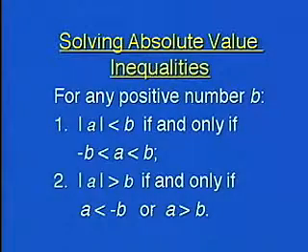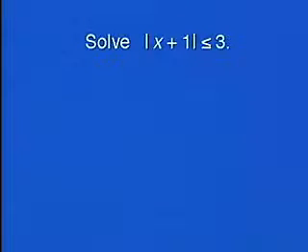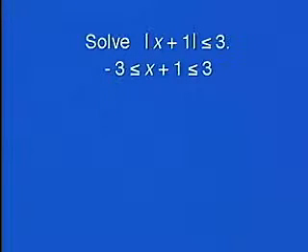Now let's apply these properties to an inequality. We want to solve the absolute value of x plus 1 is less than or equal to 3. Now this is telling us that x plus 1 must be between negative 3 and positive 3. And that's from our first property. Now we can finally solve this problem by subtracting 1 from each of the 3 parts, giving us that x is greater than or equal to negative 4 and less than or equal to 2.